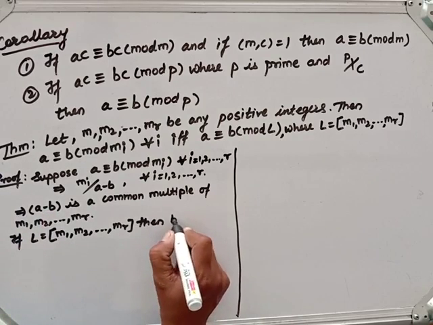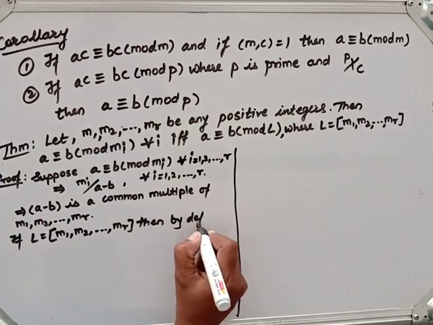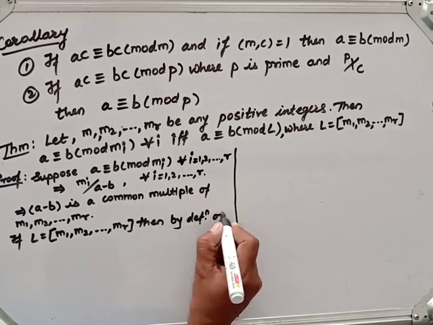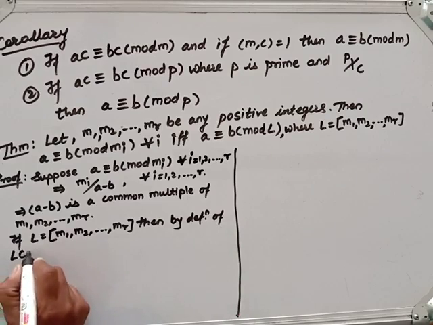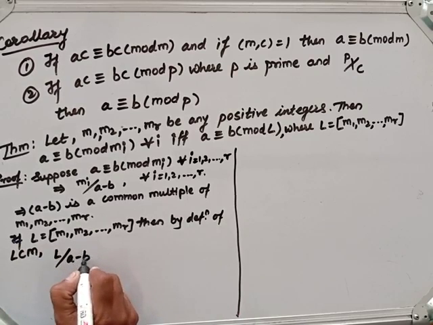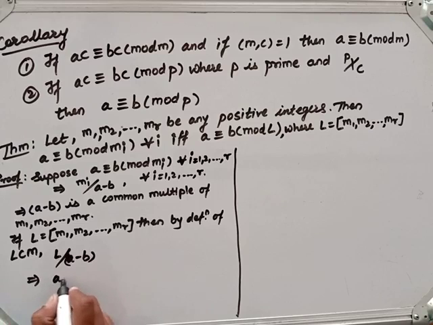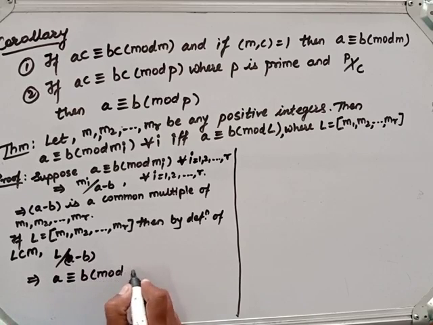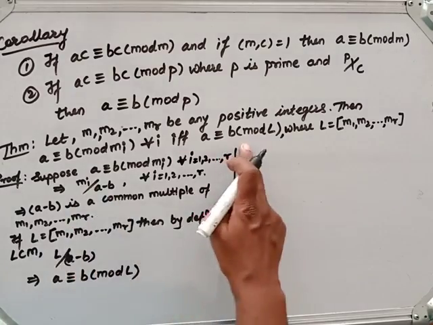Then, by definition of LCM, what do we get? L divides A minus B. And if L divides A minus B, by definition of congruence, we get A congruent to B modulo L. This is our forward part.